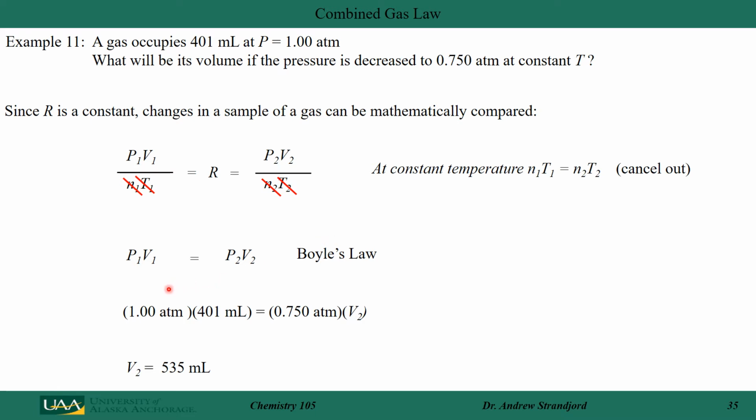So I know my initial pressure is 1.0 atmosphere. I have a gas at 401 milliliters. I reduce the pressure to 0.750 atmospheres. Do the calculation. I get 535 milliliters. That's how much volume I'm going to take up if I hold the temperature and the number of moles constant in this reaction.